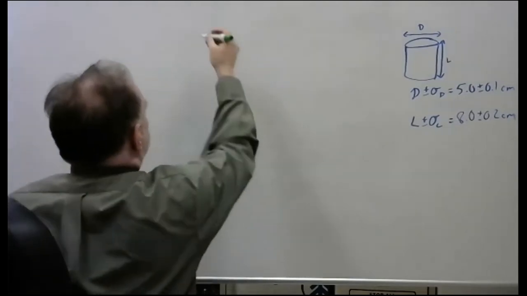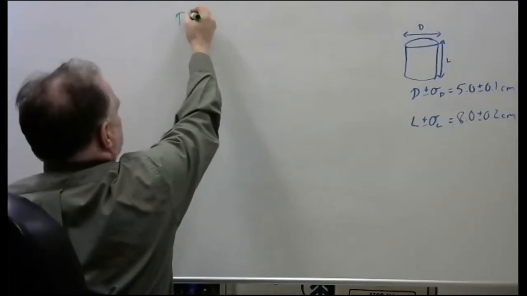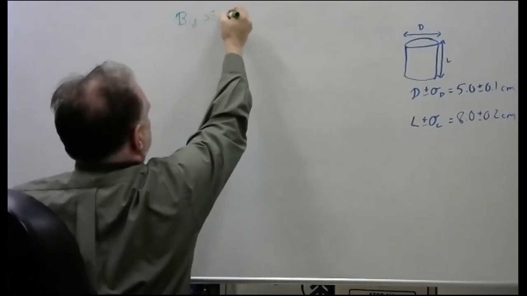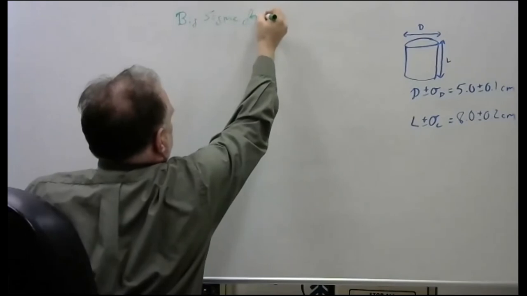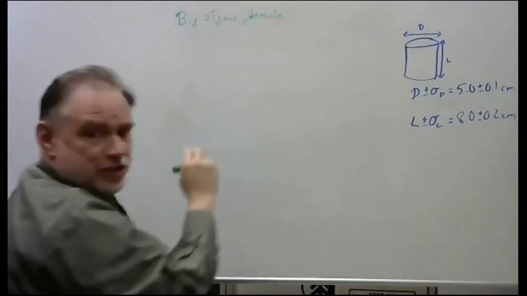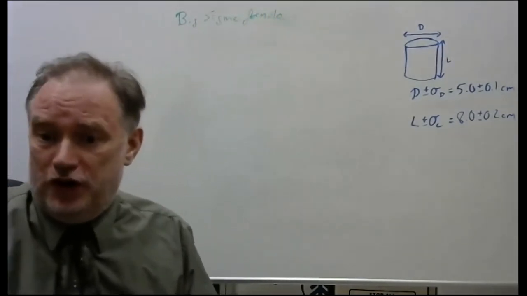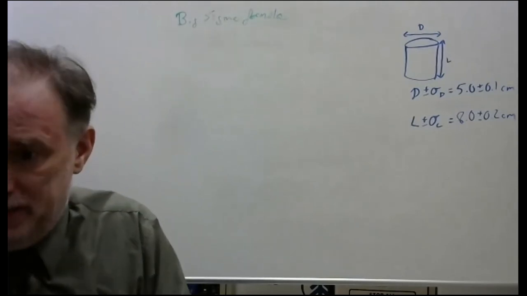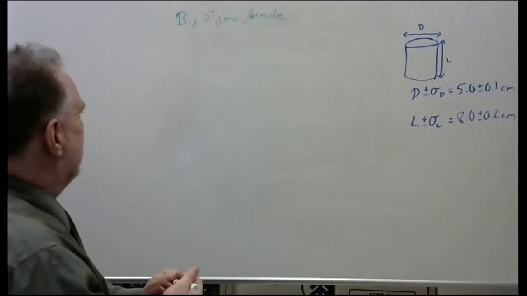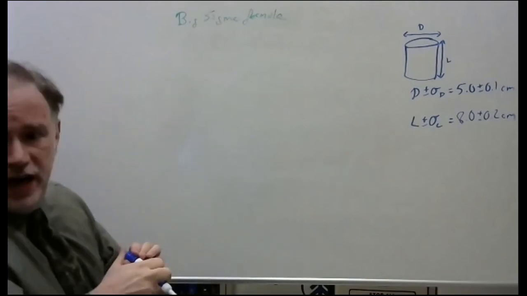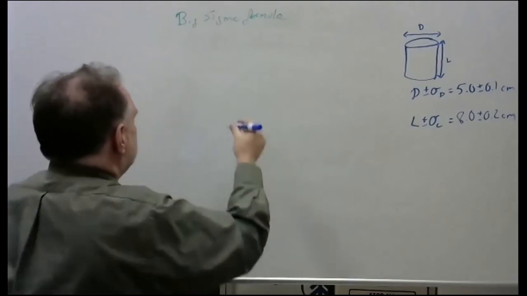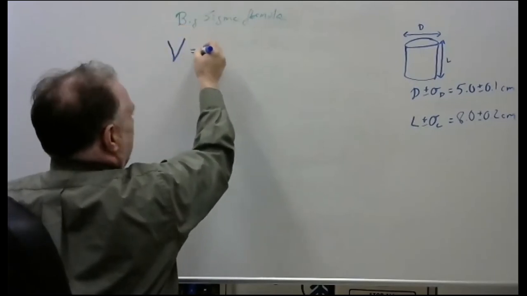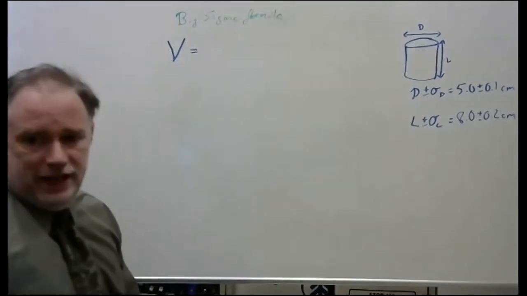So now what we want to do is, first of all, we need to get the big sigma formula here. But the first thing we need is the formula for the volume of a cylinder in terms of the diameter. Now you're used to calculating the volume in terms of the radius. So the volume here would be the area of the circle multiplied by the length.